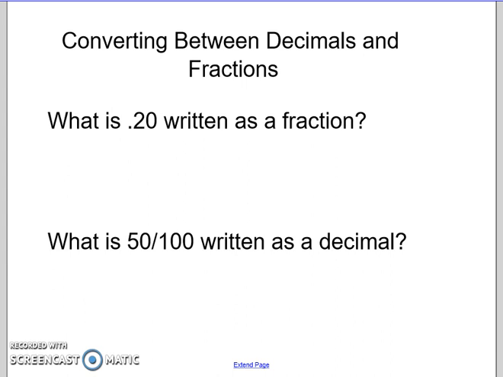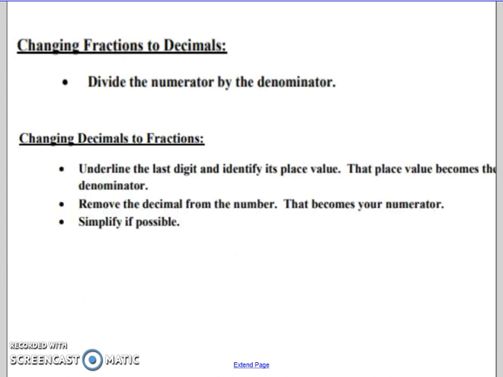All right. Oh, actually, we should go over them first. So, changing fractions to decimals. First, you divide the numerator by the denominator. So, if we have the fraction 2/10 and we want to turn it into a decimal, we divide the numerator by the denominator.